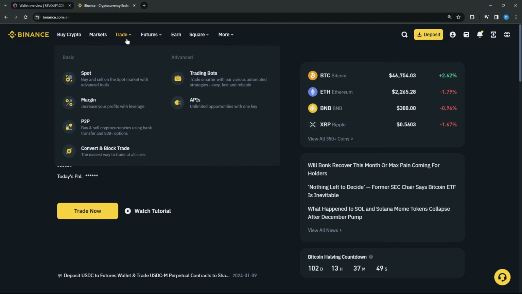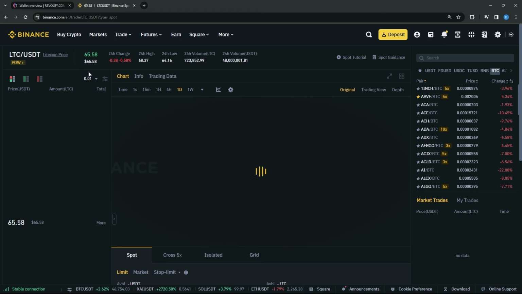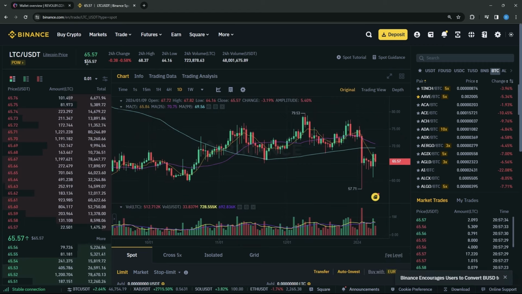On the Binance exchange, we select the spot trading section and find the Litecoin USDT trading pair and see the Litecoin value of $65.57.